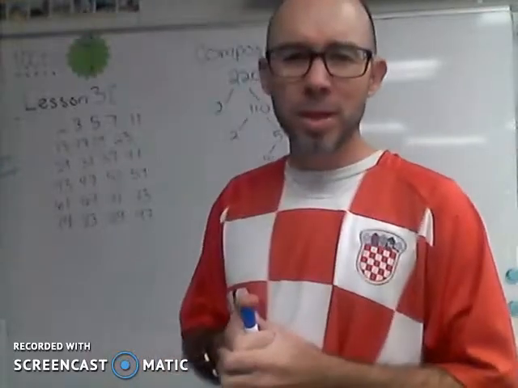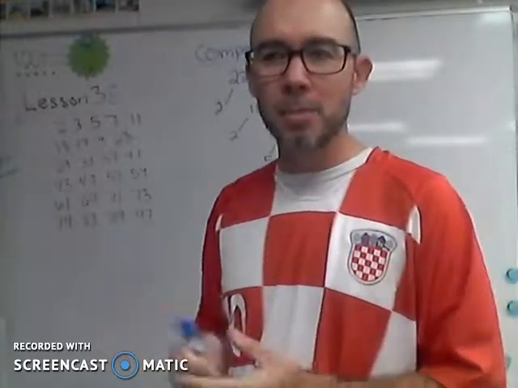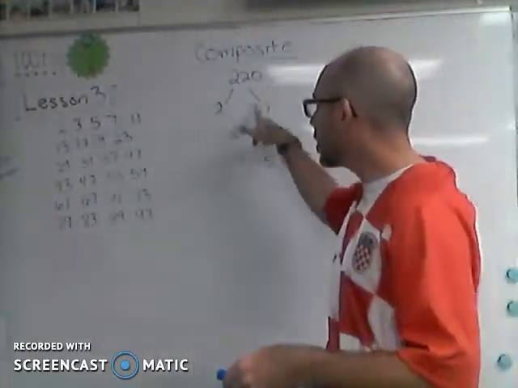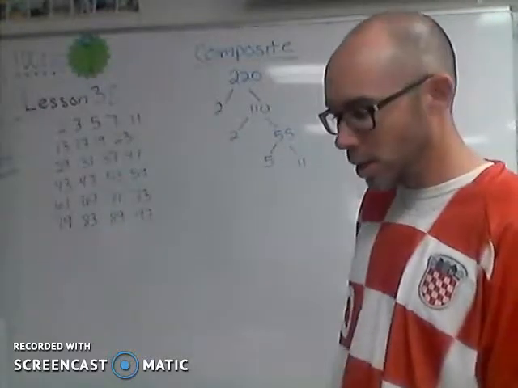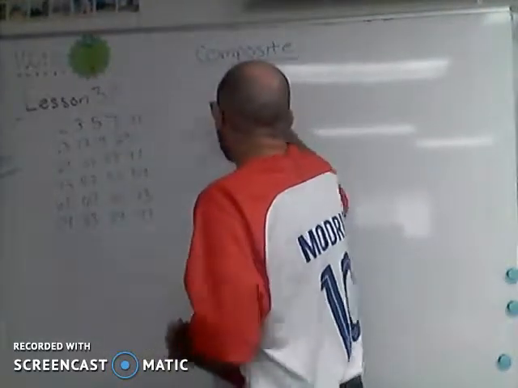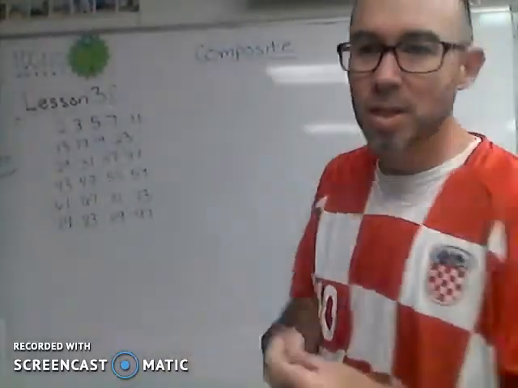So there are different ways that people go about breaking down a number to test for its primality or its compositeness. One thing is just a factor tree. The first thing you would do is think of two numbers that multiply together to make that number, and then you just start breaking those down.